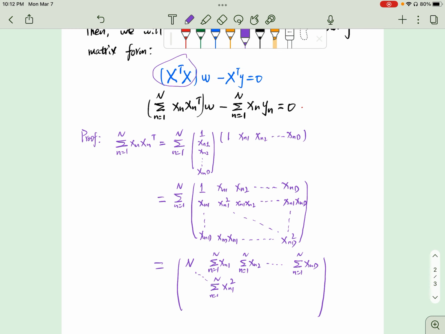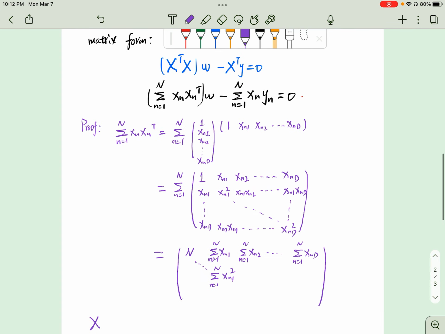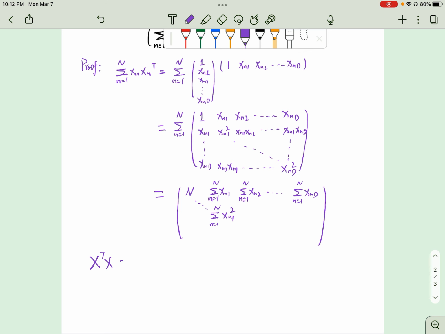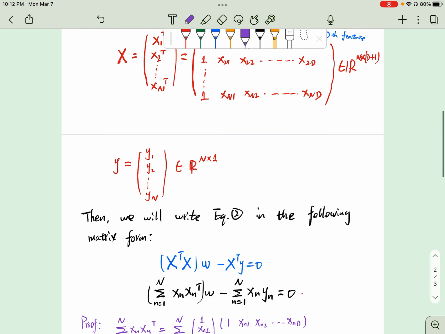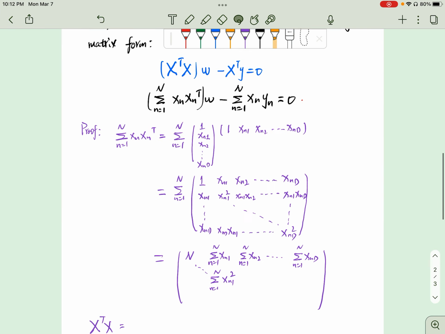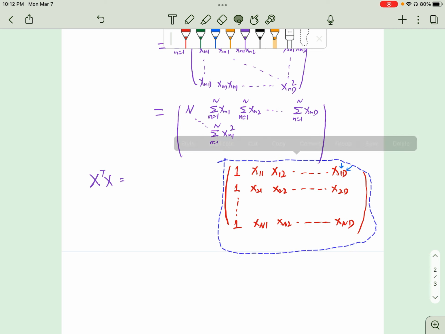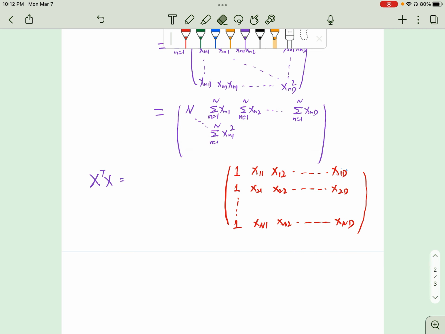So how about this one? Let's write this one: X transpose X. So I have defined what is X. So this is our X. Okay, so what about its transpose? I just copy it so I can make it faster. So here this is X and its transpose.